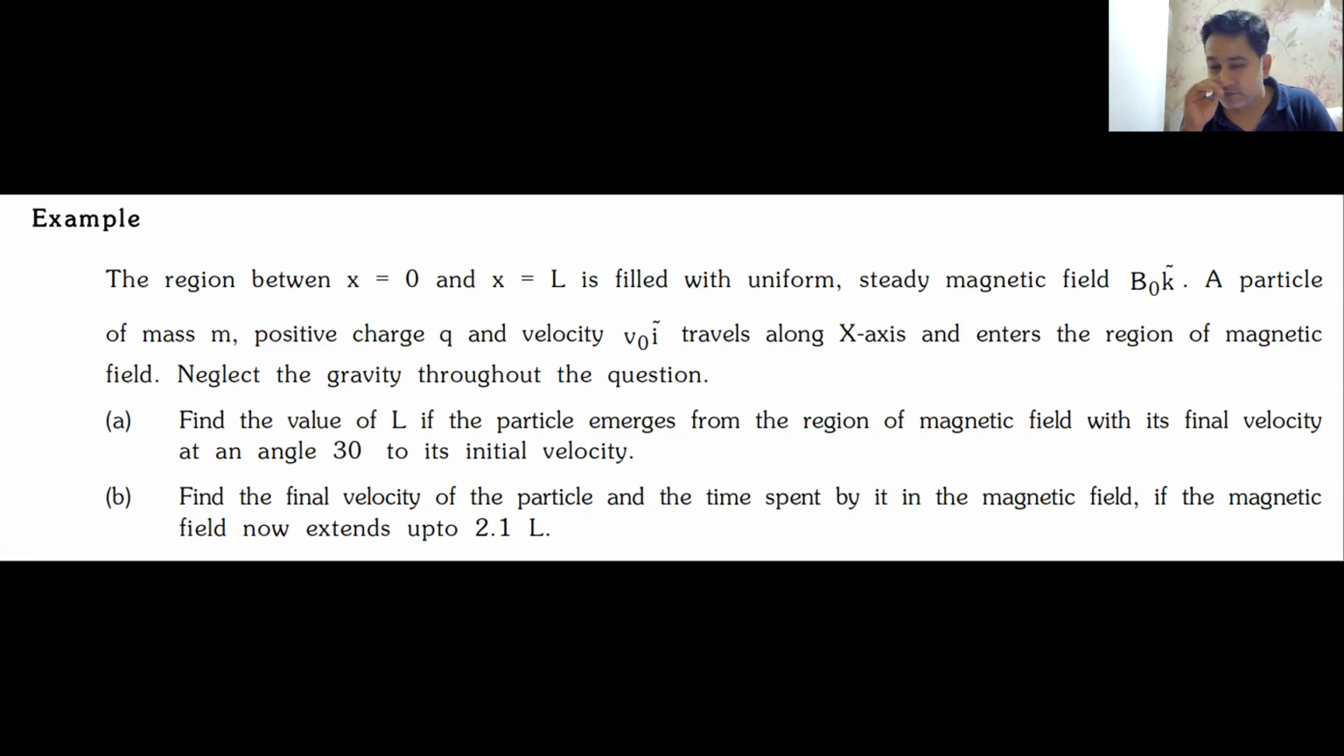Having said that, remember this question has two parts. The first part asks for what value of L the particle emerges with the final velocity. In the second part, find the velocity of the particle and the time spent by the particle in the magnetic field when L extends to 2.1 times.